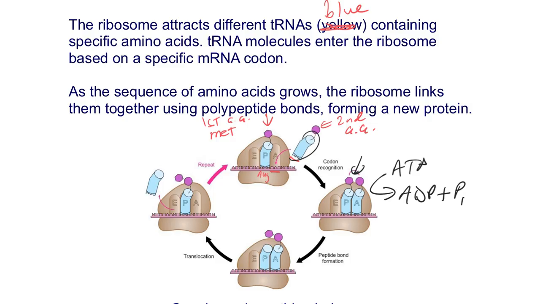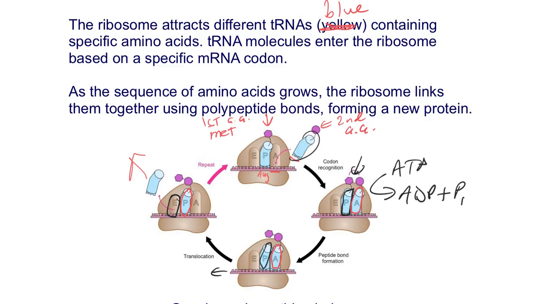As soon as that bond forms, the mRNA clicks forward, like a train car on a train track. What was here shifts to this room, and what was here shifts to the middle room, and this knocks out the empty original tRNA that just lost this amino acid. So he gets out of there.